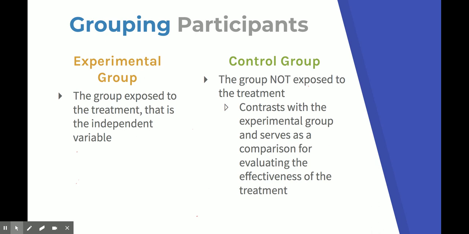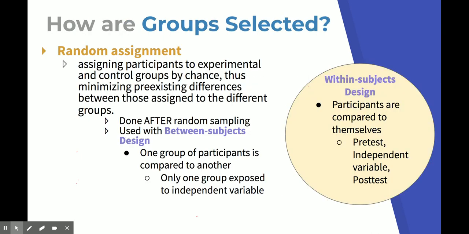So how do we decide who goes into what group? We have to pay attention to that in order to reduce bias. So the way groups are selected is through random assignment. Make note, this is going to be different than random sampling. Random sampling is done with descriptive research. Random assignment is done with experiments. So random assignment is assigning participants to experimental and control groups. You may want to highlight where you see my mouse moving, by chance. Thus minimizing any sort of pre-existing differences between the groups.